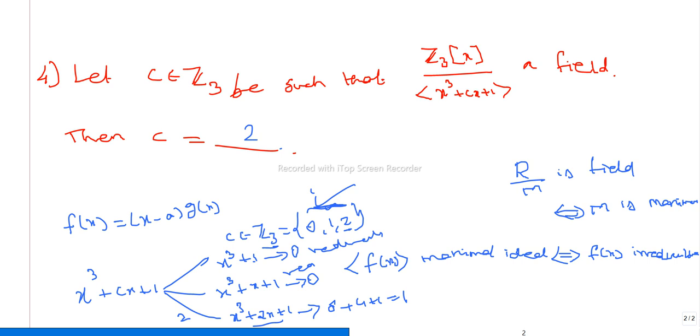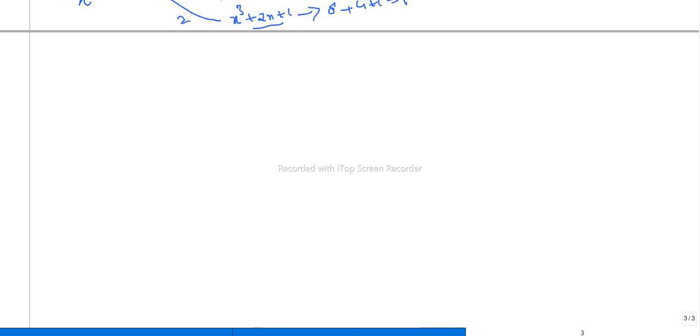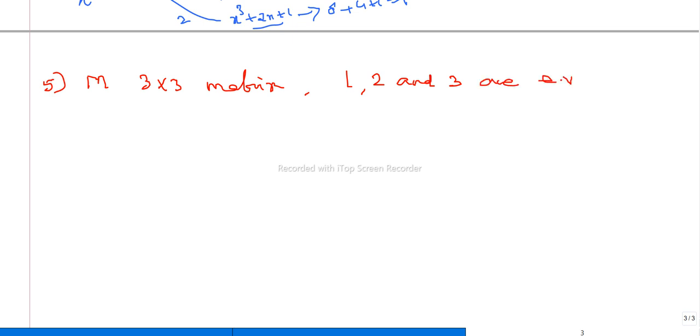So, another problem from linear algebra. Suppose we have a 3 by 3 matrix, so M is a 3 by 3 matrix. And suppose the eigenvalues of M are 1, 2 and 3. The inverse exists, because the product of the eigenvalues is 1 into 2 into 3, that is 6. 6 is non-zero, therefore the determinant is non-zero, therefore the inverse exists.